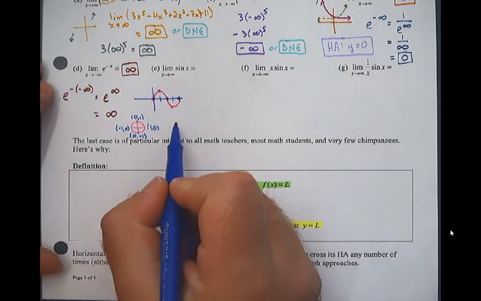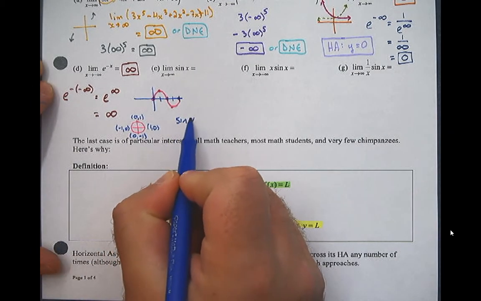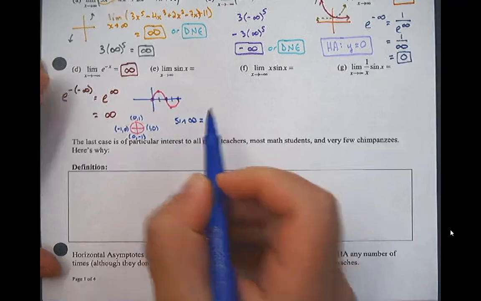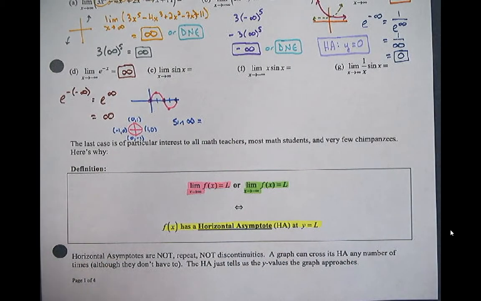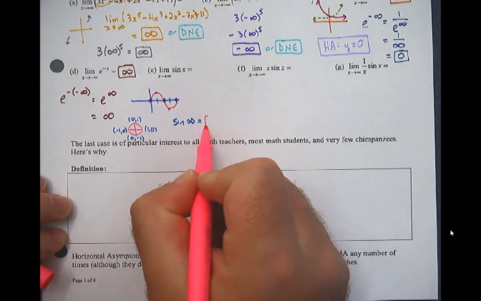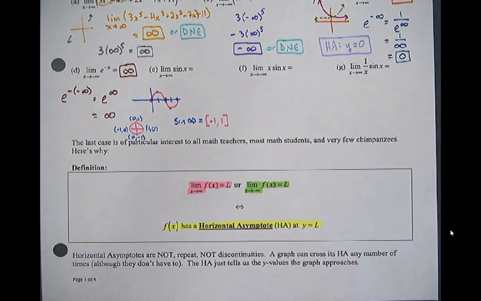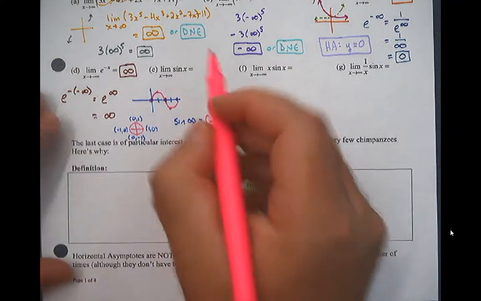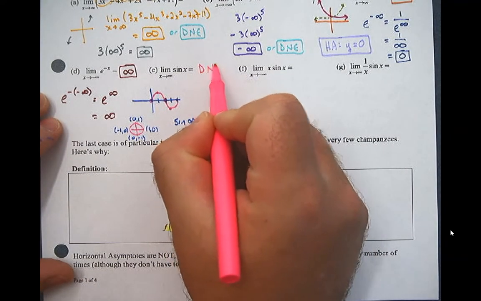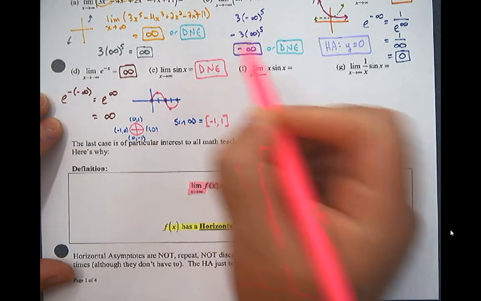Well, sine of infinity, and I don't know if this is mathematically correct, is going to just bounce between these values between negative 1 and 1. So sine of infinity is just going to keep bouncing back and forth between negative 1 and 1. So we don't level off at a number. And if we don't level off at a number, we can then say that that limit does not exist.